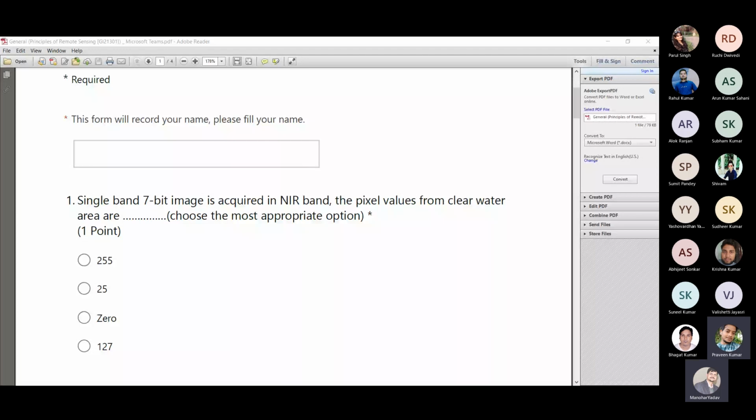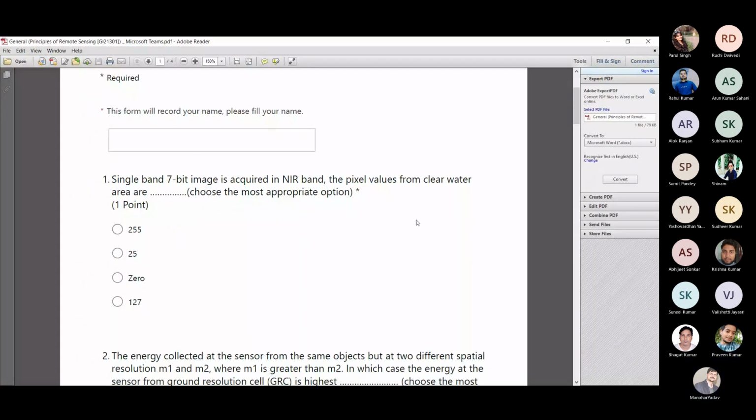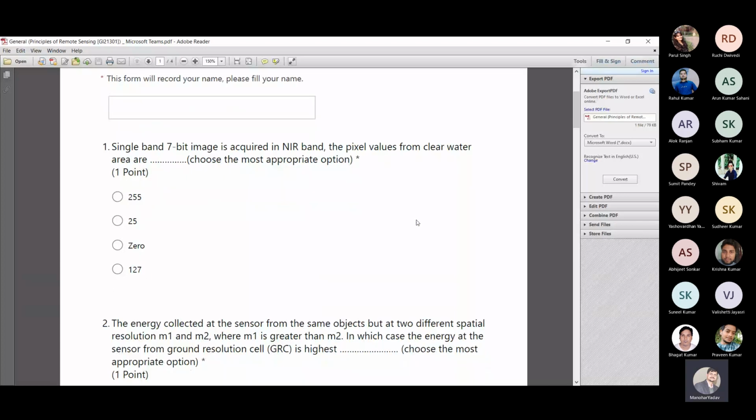So we are going to discuss the quiz problems. We'll start from question 1. In question 1, a single band 7-bit image is acquired in the near infrared band. The pixel values from clear water area are... You need to choose the correct option.